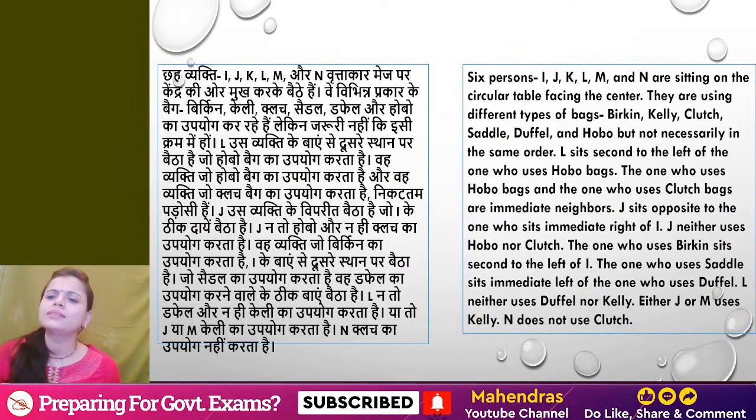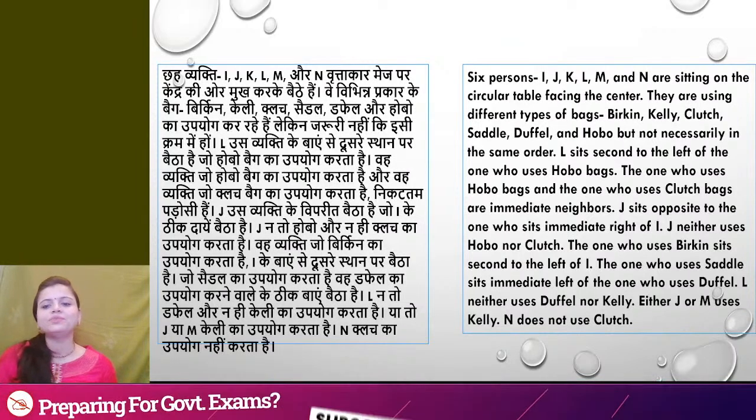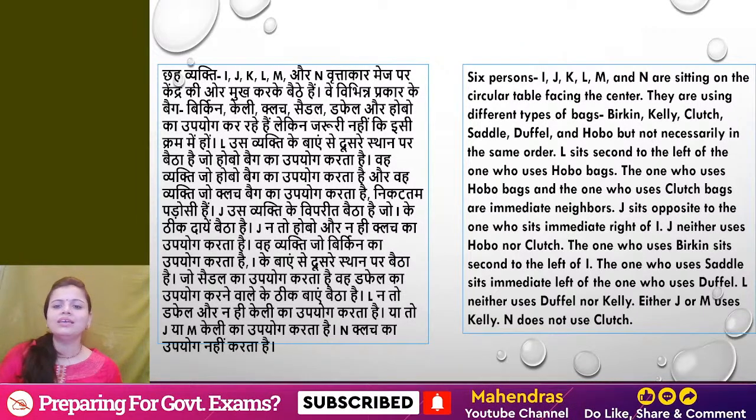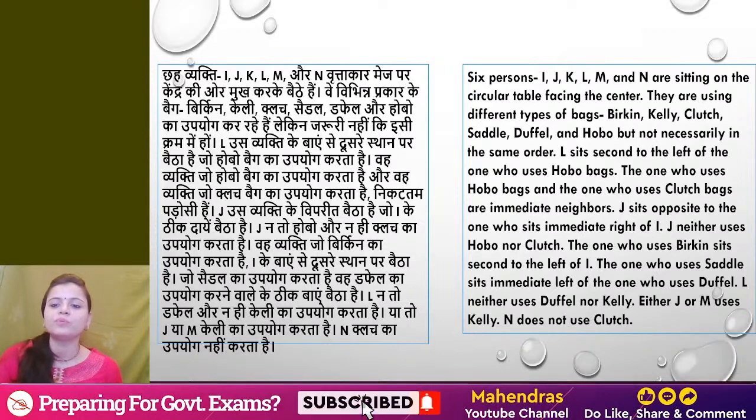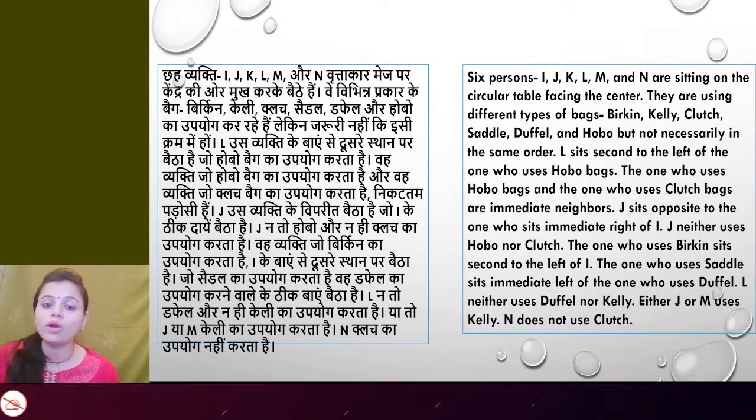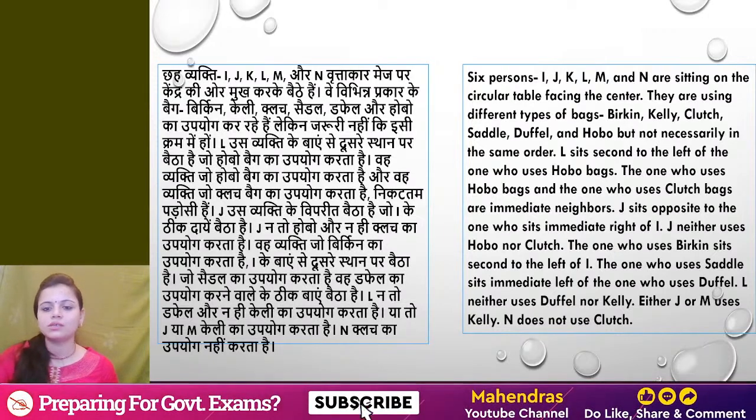Next, again, see, 6 persons are given, but they're using different types of bags. They all are facing the center. The names of the bags are given: Birkin, Kelly, Clutch, Saddle, Duffel, and Hobo, but not necessarily in the same order. So just try this question.